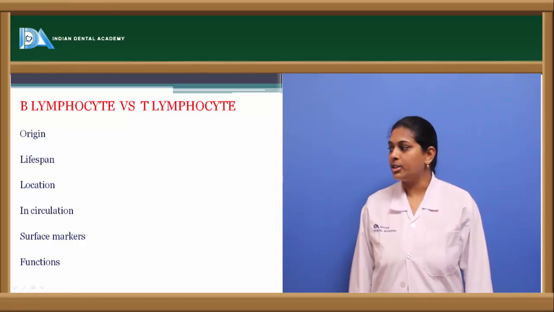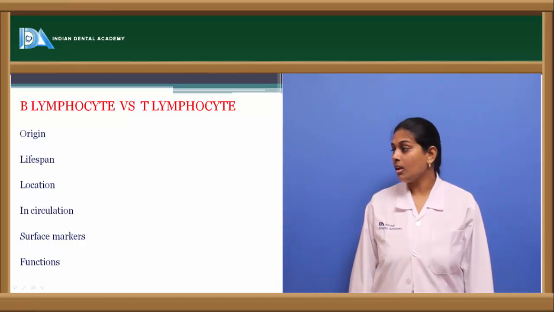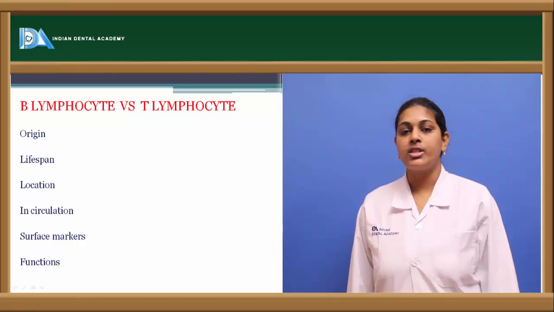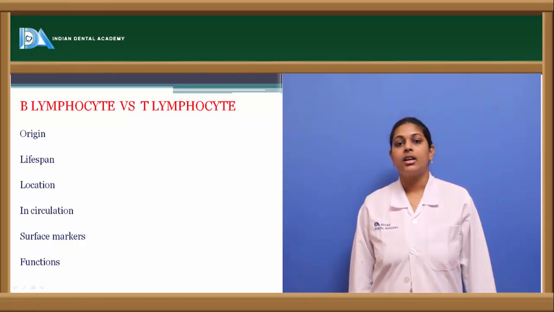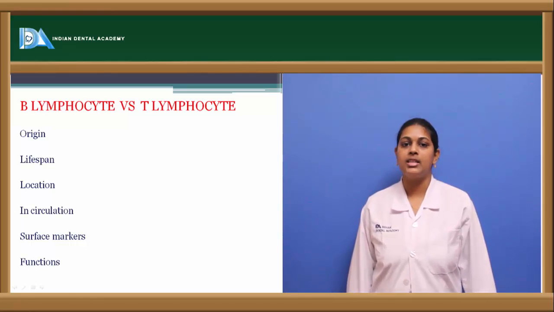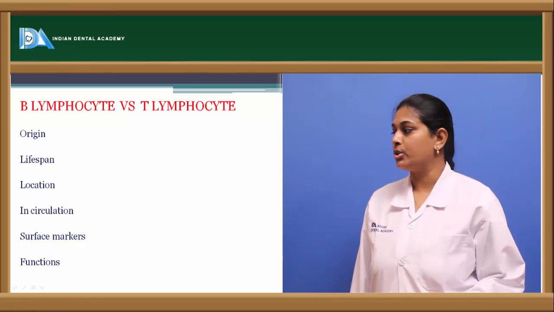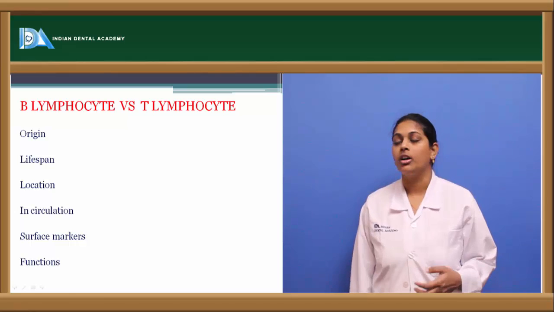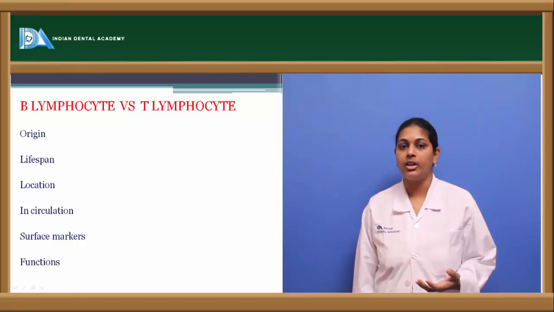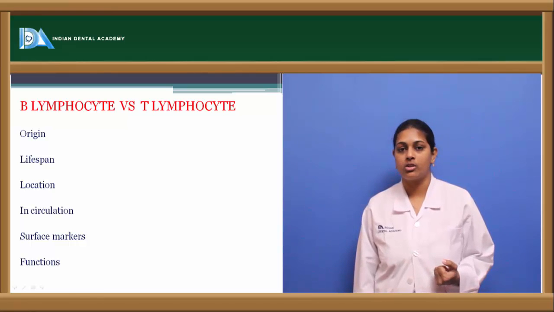Coming to the lifespan, the lifespan of the small T lymphocyte is several months to years, whereas the blast T lymphocyte lasts for several days. Coming to the B lymphocytes, the small B lymphocyte has a lifespan of 1 month, whereas the blast lasts for a few days. Coming to the location, they are present when there is exposure to the antigen, and they are also present in the circulation.